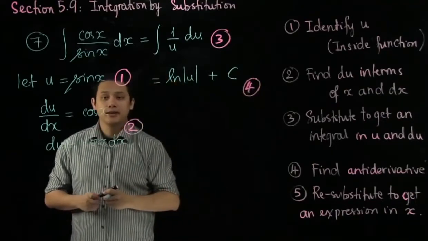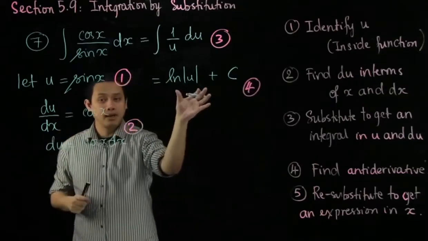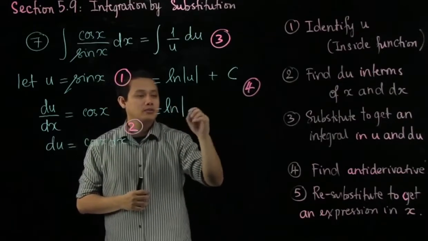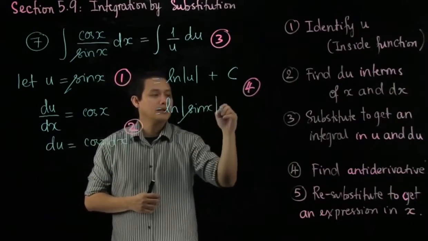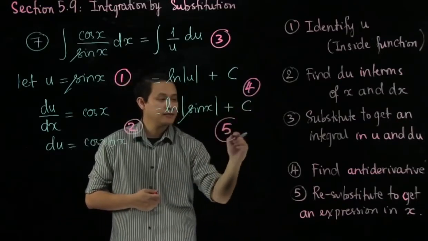And the last step is that you resubstitute u equal to sine of x back into the answer you got here. That is ln of the absolute value of sine of x plus the constant c. This is the last step, step 5.